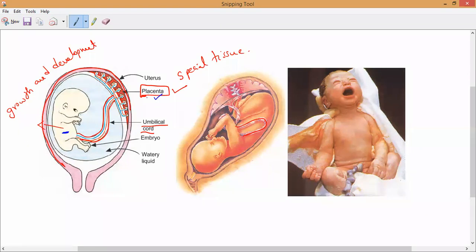This exchange of nutrients comes through the umbilical cord, sir. Yes, that is it. Everything will be exchanged through this umbilical cord only. That is the joint between the placenta and the embryo.